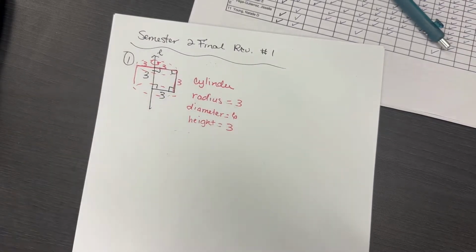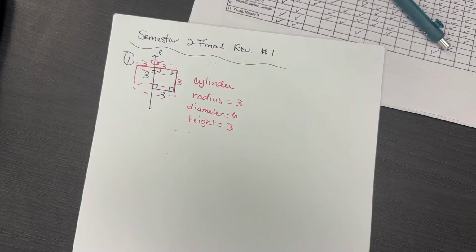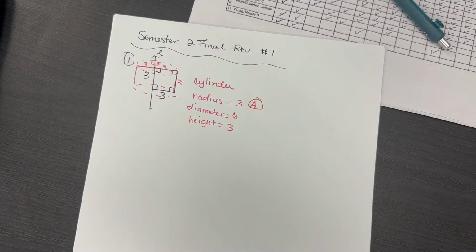Okay, so on your Chromebook, you have to select from the drop down that it's a cylinder, and you're going to be selecting that the radius is 3, the diameter is 6, and the height is 3. So you're going to be selecting A, because that shows that the radius is 3. And B says the radius is 6, but no, it can't be both. C says the diameter is 3. Nope, the diameter is 6.